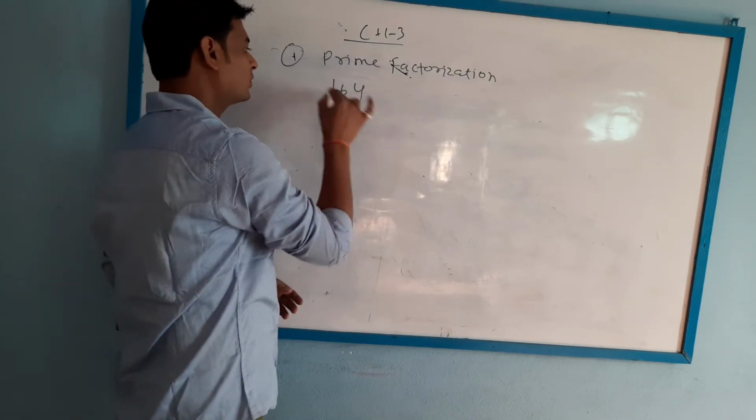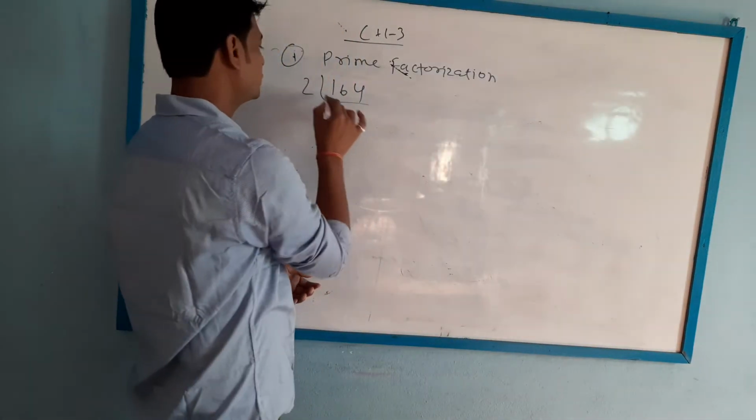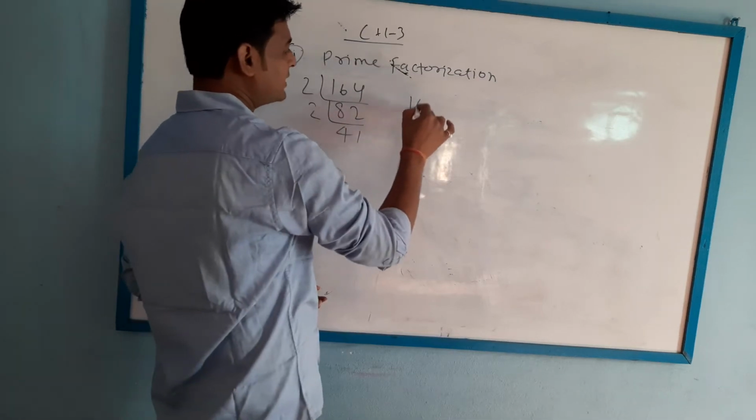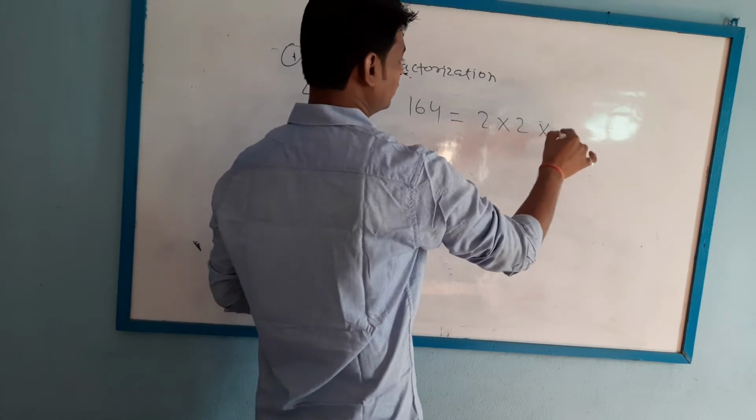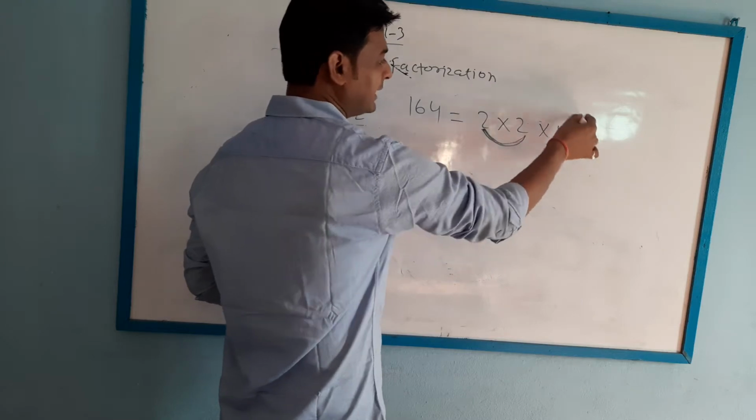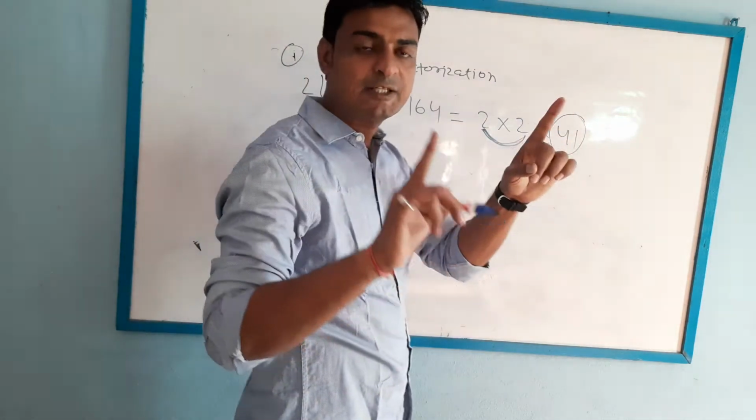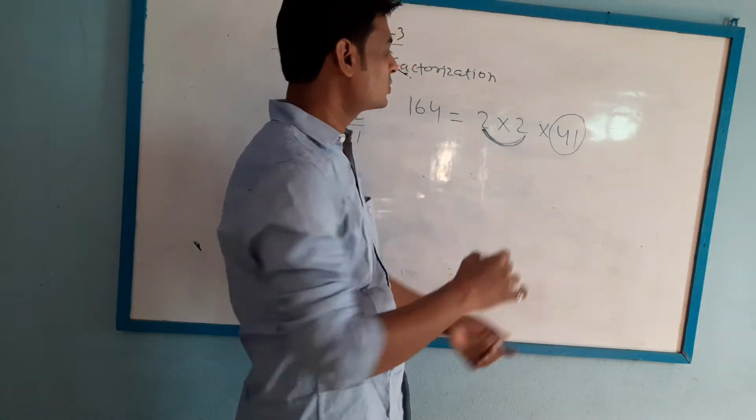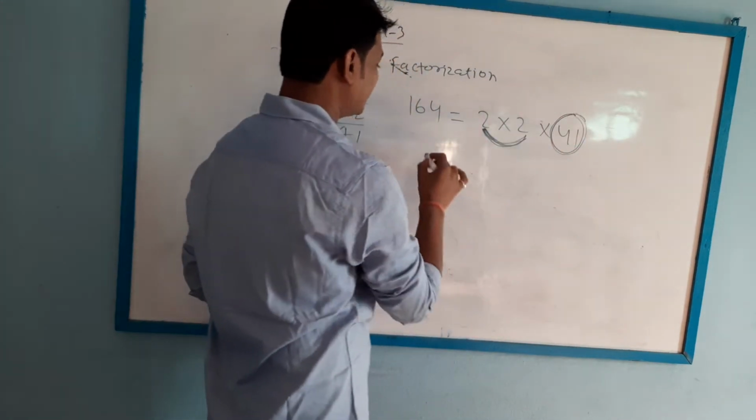The number is 164. So first make the prime factors of the given number. 2 fours are 8, 2 twos 4, 41. So the prime factorization of 164 is equal to 2 into 2 into 41. Here is one pair of 2, but the unpaired factor is only 41, only one. At least we have to make a pair of the same number. So here is 2 into 2, one pair. Here 41 is unpaired.